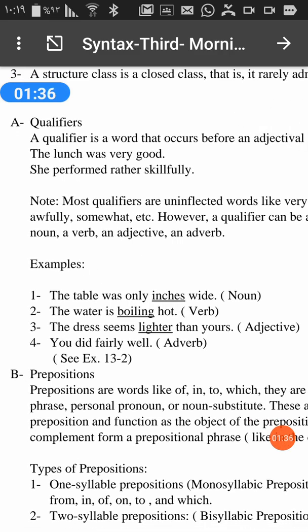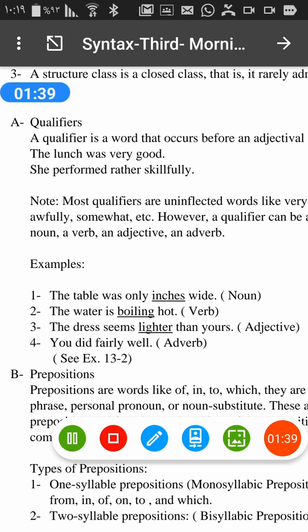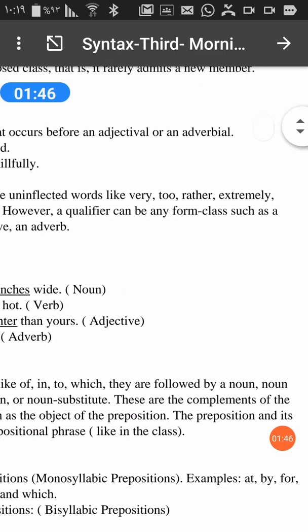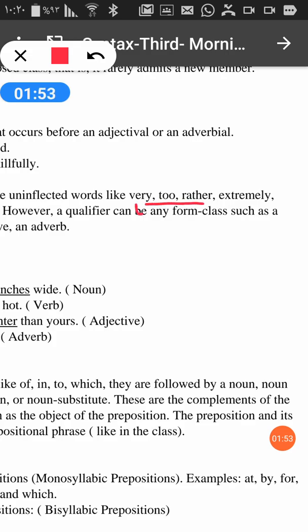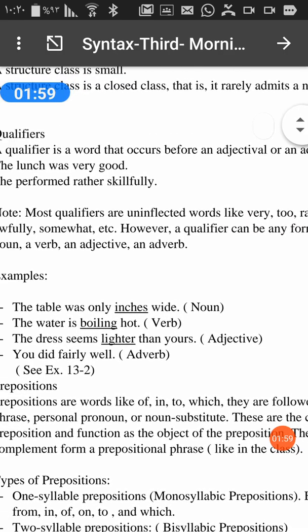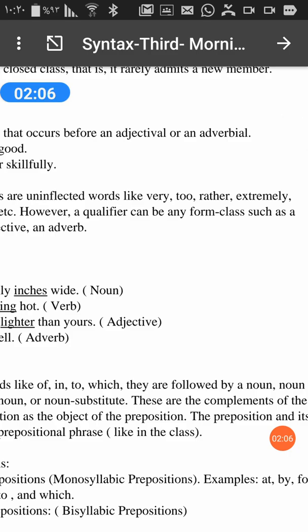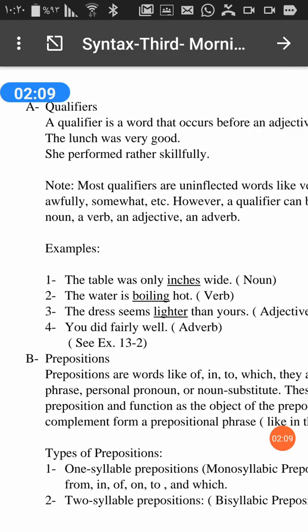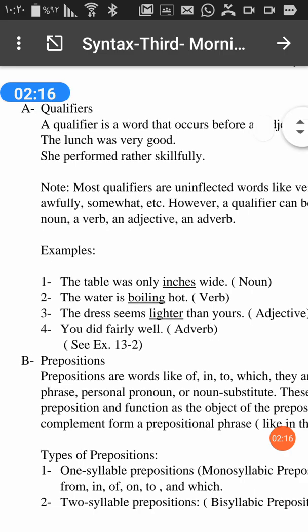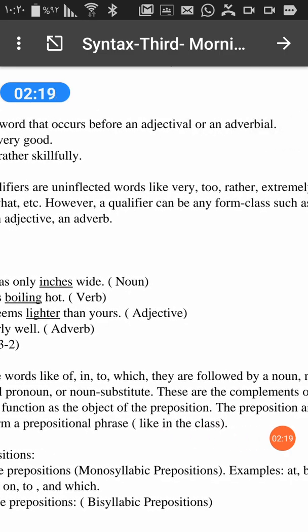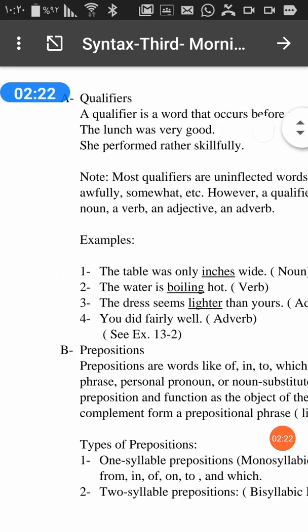There is a general note about qualifiers. Most qualifiers are uninflected words, كلمات ممنوعة من الصرف. Examples, like, for example, here we have very, too, rather, extremely, and so on. You can go back and read them. However, a qualifier can be any form class, such as a noun, a verb, an adjective, an adverb. You know, qualifiers are limited in number. They are uninflected words, as we have said, like very, too, rather, extremely, awfully, somewhat.